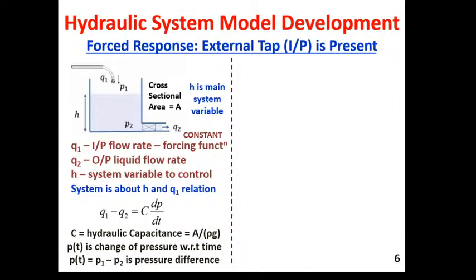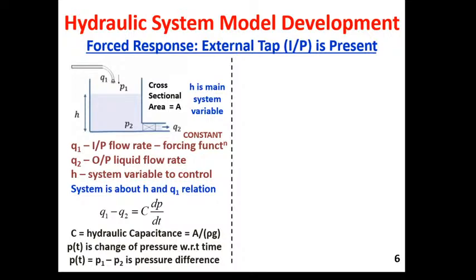Now let us go into the details of system modeling. Q1 minus Q2: Q1 is the inlet rate of liquid, Q2 is the outlet liquid going out. So Q1 minus Q2 is how much liquid the container is storing at any time. There is a concept called hydraulic capacitance, given by A divided by rho into G, where A is the cross-sectional area of the container, rho is the fluid density, and G is the gravitational constant.